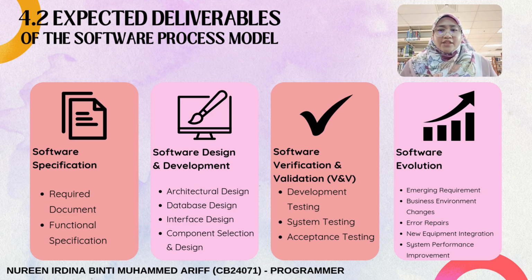Next is the expected deliverables of software design and development. There are four. The first one is architectural design. Closely describe the current system architecture and propose detailed design of system architecture. The next one is the database design, having a database system where information on users as well as product is stored on the Shopee system website.